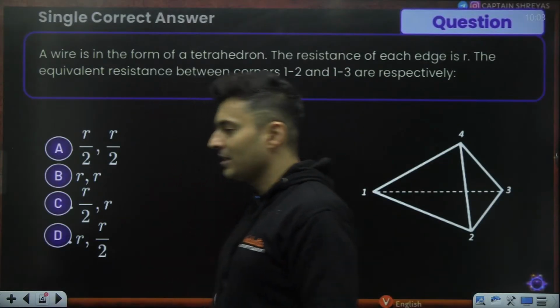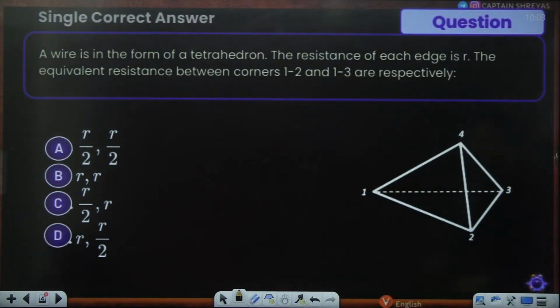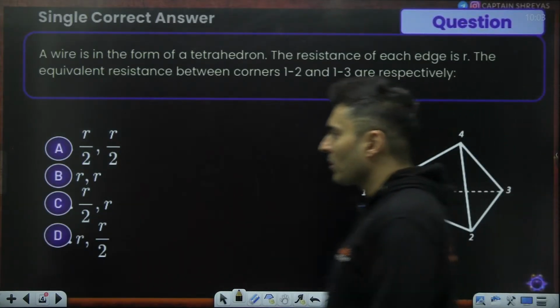So here comes the first question on your screen. There is a wire in the form of a tetrahedron. And the resistance of each edge, you can see there are 1, 2, 3, 4, 5, 6 edges of this three-dimensional tetrahedron. Each side has a resistance R. Then the equivalent resistance between the corner 1 and 2 and 1 and 3 is what?